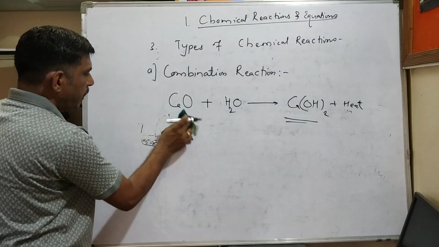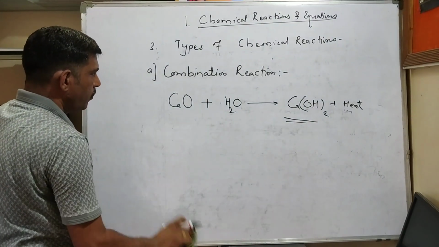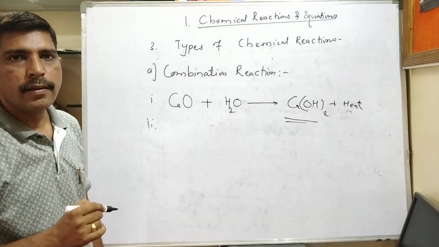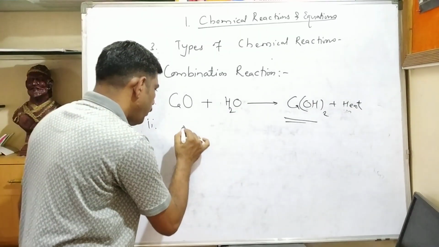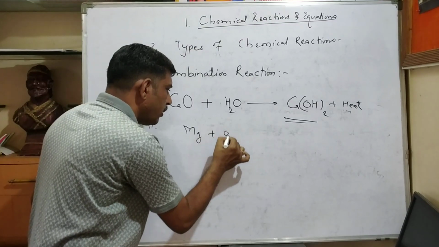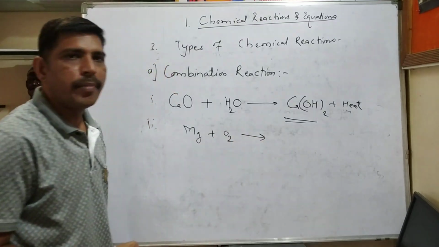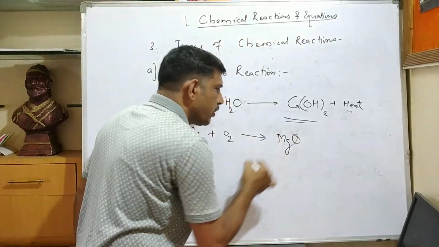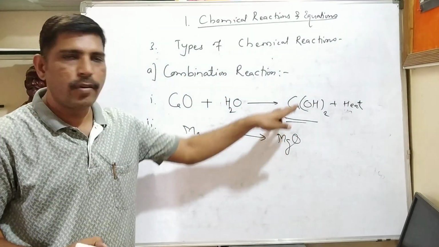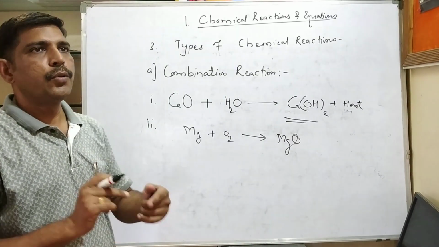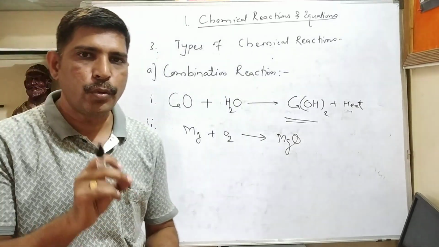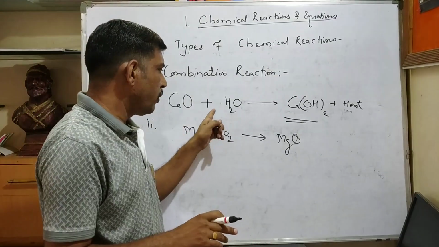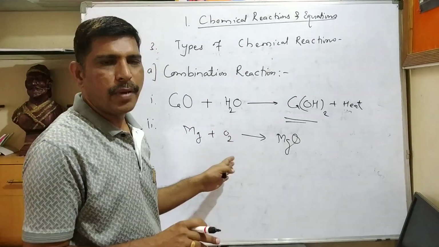Then the second example is the reaction of magnesium. The burning of magnesium ribbon in the presence of air or oxygen gives a single product, a white powder of magnesium oxide. Here a single product is formed in both reactions. So under the combination reaction, you have to understand two examples. You should know these very simple examples.